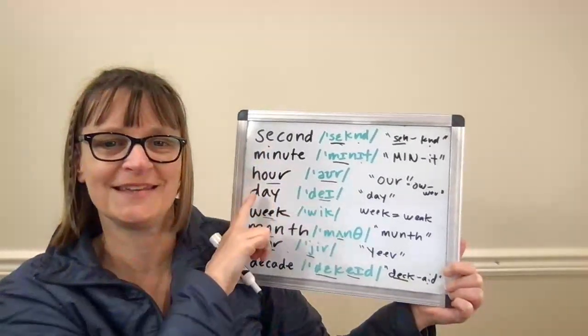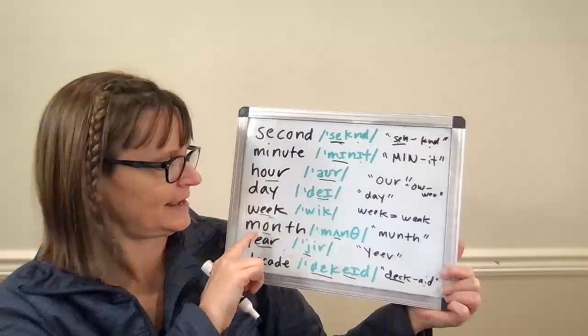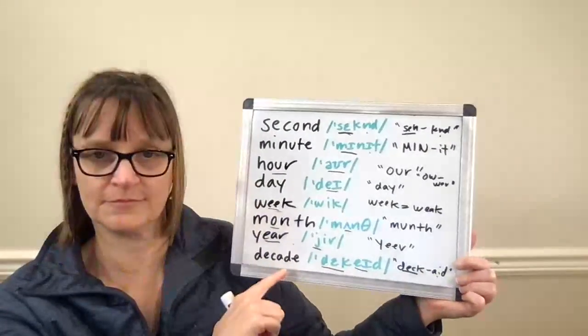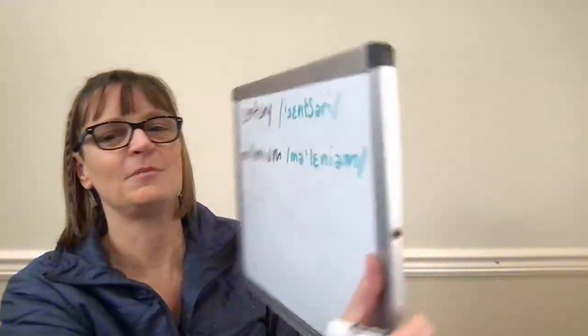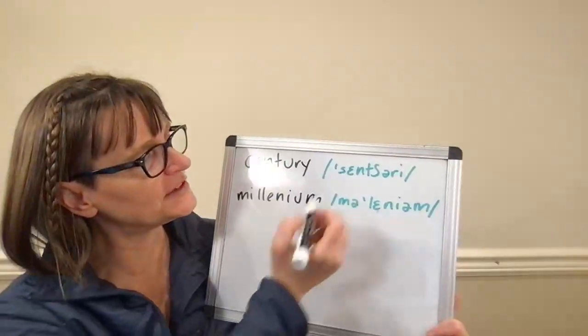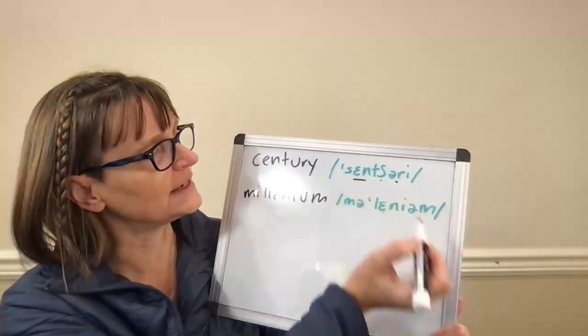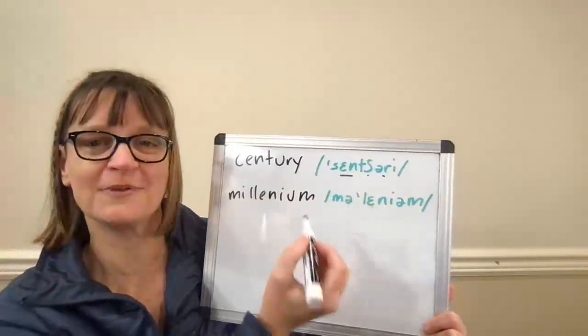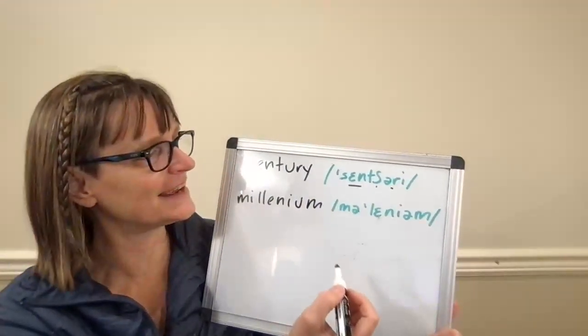Second, minute, hour, day, week, month, year, decade, which is 10 years. Then we move to 100 years, which is the century. Here we have 3 syllables, century, and letter C says the S sound. Again, there's our red tense vowel, like in second and decade.